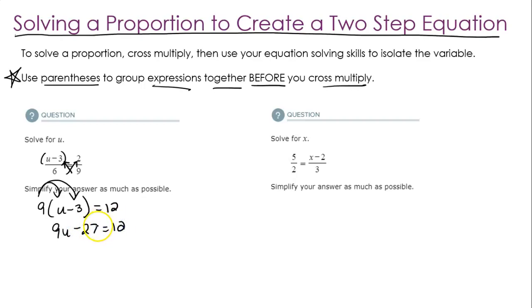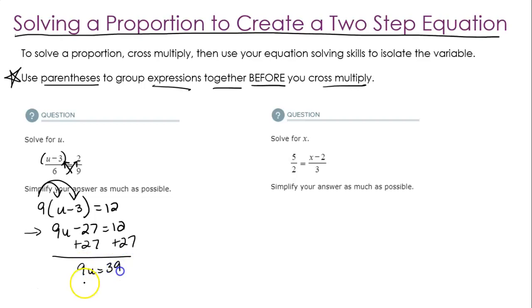This is the type of problem exactly that gives you the reason why some of you learned from your elementary or middle school teachers that you can solve a proportion by cross multiplying and then dividing. That doesn't always work, especially in this case, because what are you supposed to divide? This actually creates an equation, so we have to add 27 to each side. I get 9u equals 39.